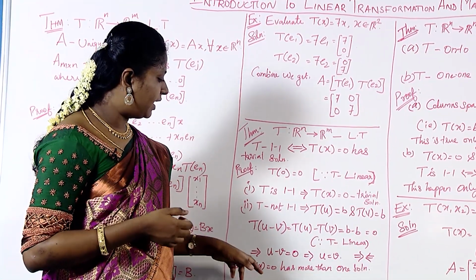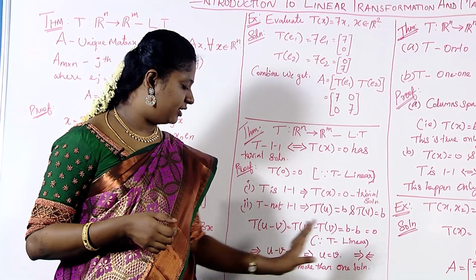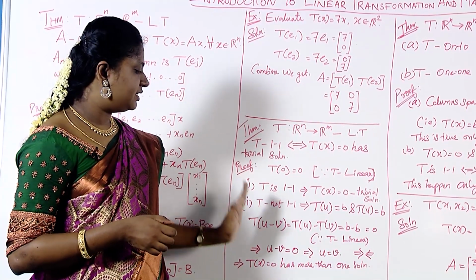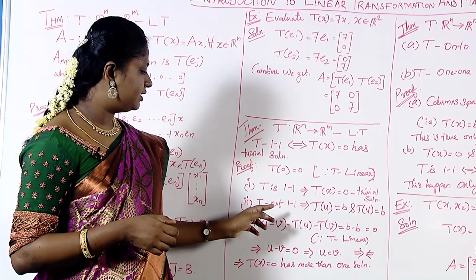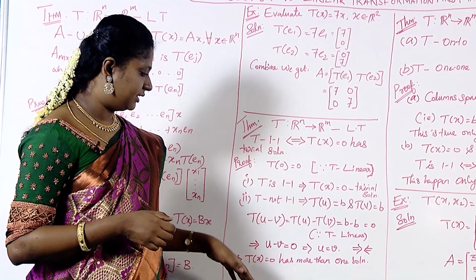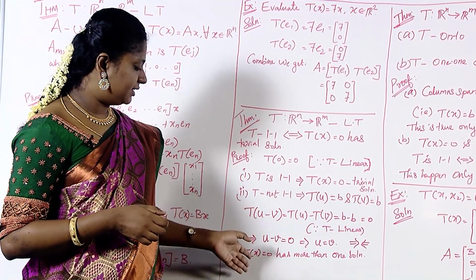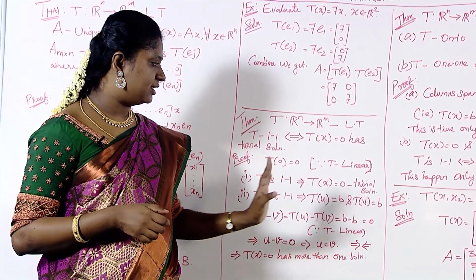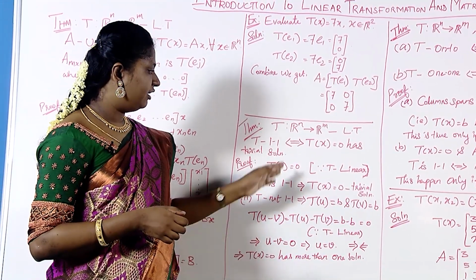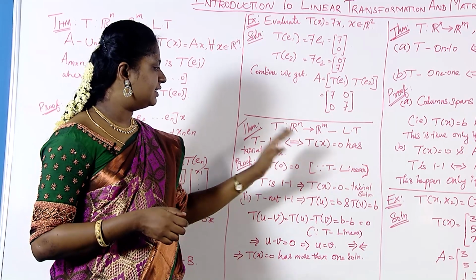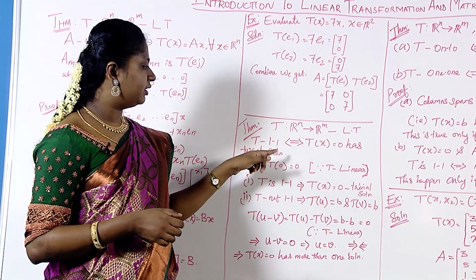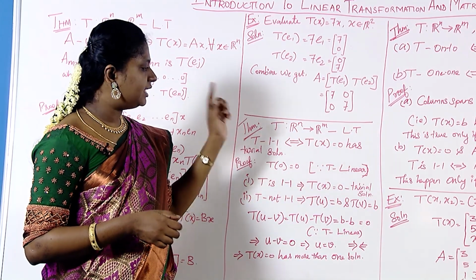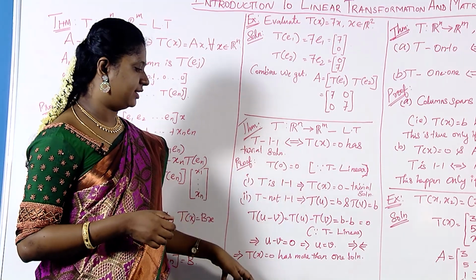Therefore, now you have these two equal, which is a contradiction to one another. Therefore, the T that we have considered, that is not 1, that assumption is wrong. Therefore, from here we can say T of x equal to 0 has more than one solution, meaning that if T of x has a unique trivial solution, then T should be 1, and if T is 1, then T of x has a unique trivial solution.